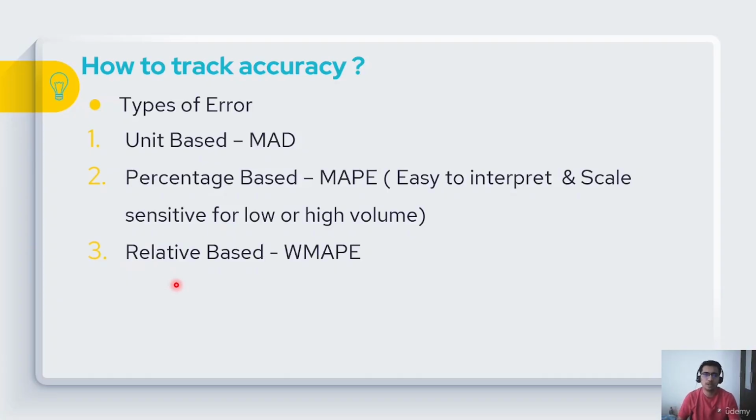Third is relative based accuracy. So in this you try to give a weightage to the SKUs you are calculating the accuracy for. Like certain SKUs which are high value, you want to give more weightage to them. Certain SKUs which go in high volume, you want to give more weightage to them. So these are the three types of accuracy used.